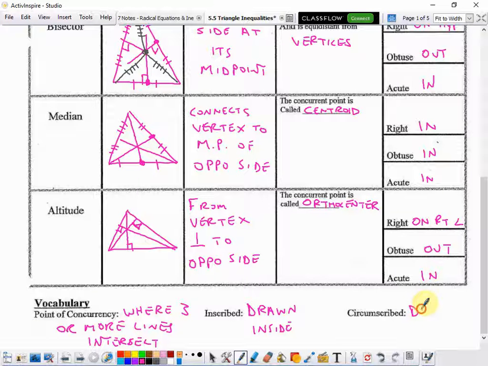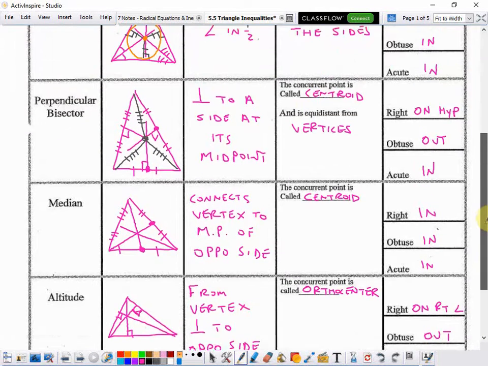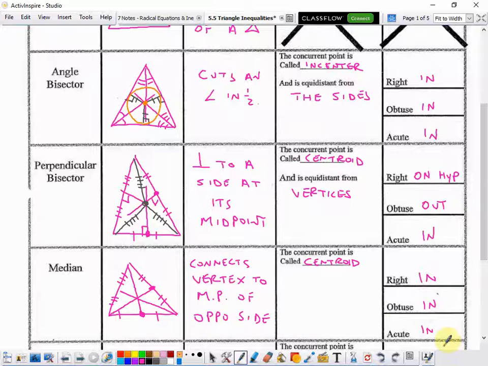Circumscribed means drawn around. And in the case of perpendicular bisectors, they're equidistant from the vertices. Or that point there, the centroid, is equidistant from the vertices, which means it is the center of the circumscribed circle.